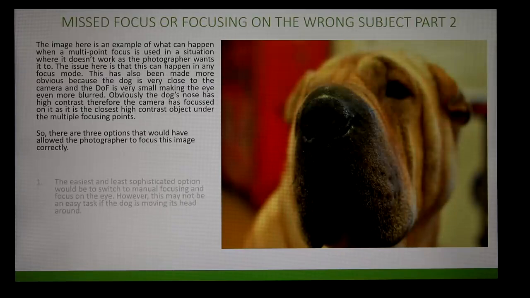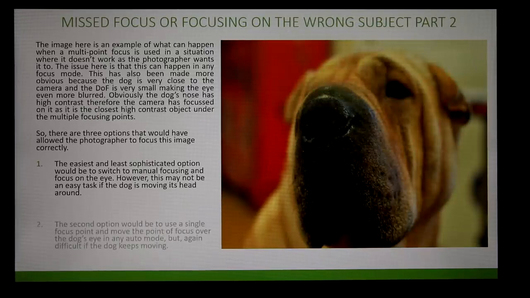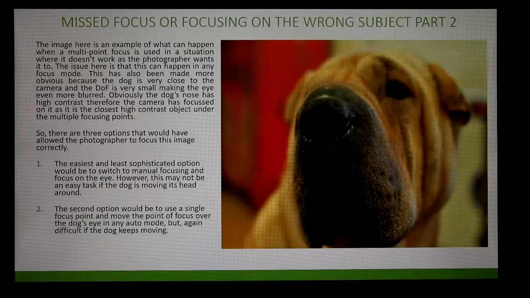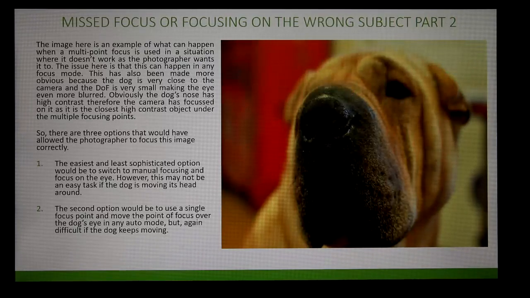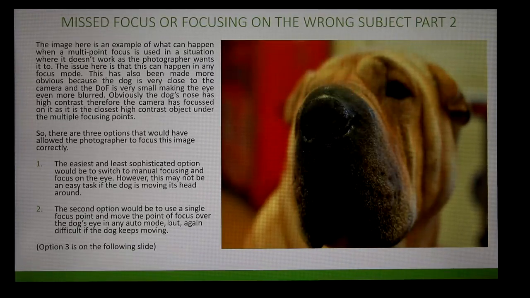So, there are three options that would have allowed the photographer to focus this image correctly. The easiest and least sophisticated option would be to switch to manual focusing and focus on the eye. However, this may not be an easy task if the dog is moving its head around. The second option would be to use a single focus point and move the point of focus over the dog's eye in any auto mode, but again difficult if the dog keeps moving. Option 3 is on the following slide.